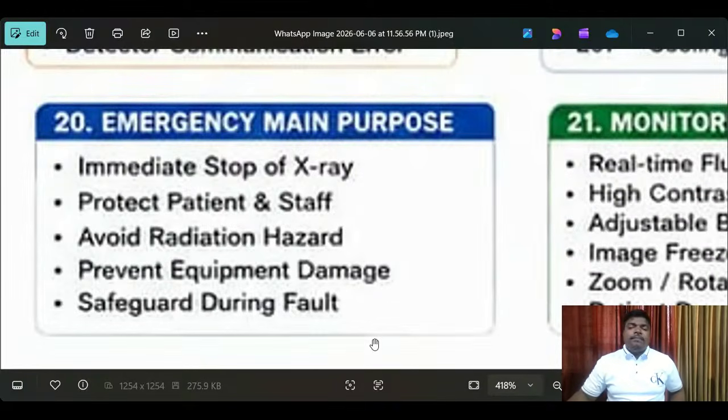Then in an emergency you have to advise the technician as a biomedical engineer: immediate stop of X-ray, even by telecommunication. Next, protect patient and staff, avoid radiation hazard, prevent equipment damage, and safeguard during fault. Because X-ray is radiation, we should be careful. Very important.